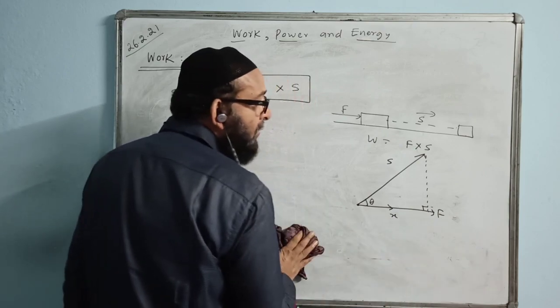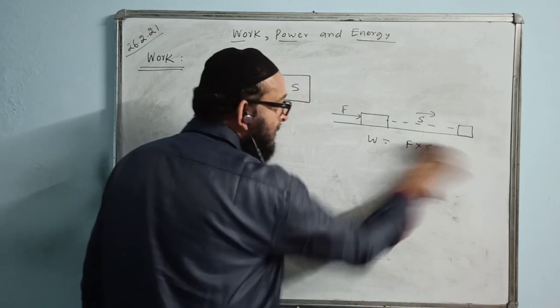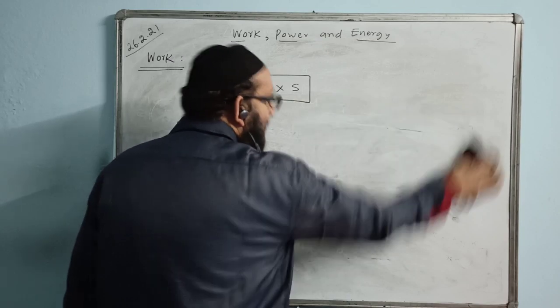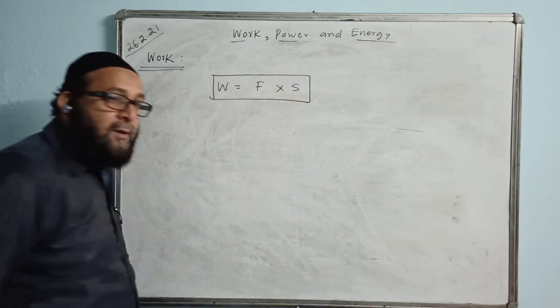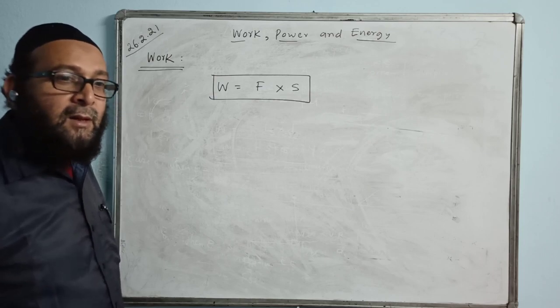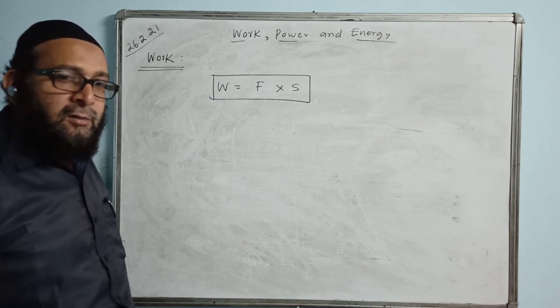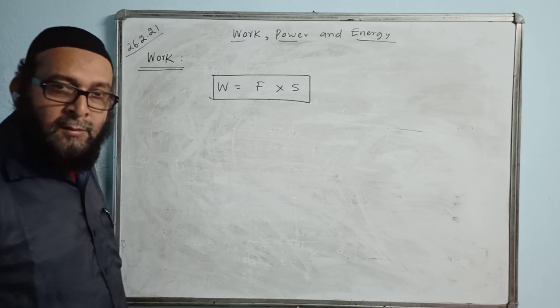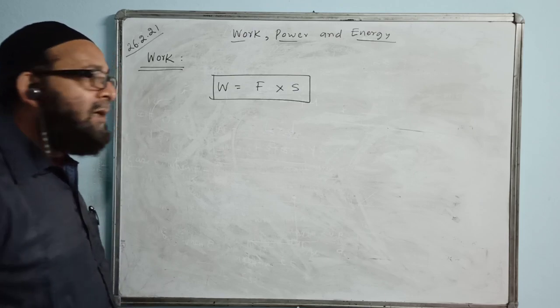Pushing the wall, there is no work, there is no displacement. How can you say? For work to be done, work should be negative, not 0. It has to be negative. That means work done by the friction is negative.